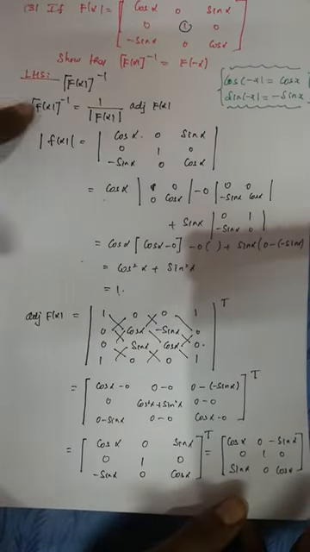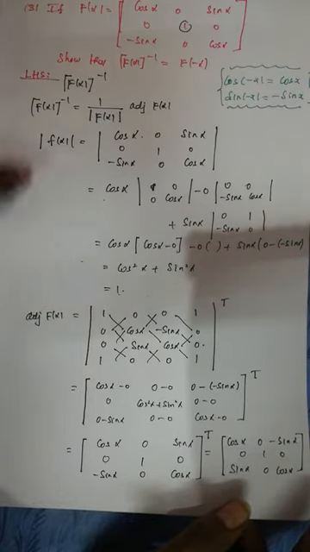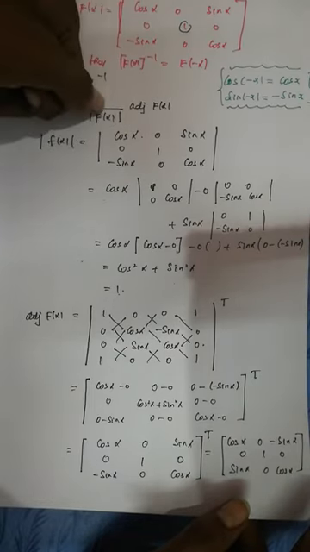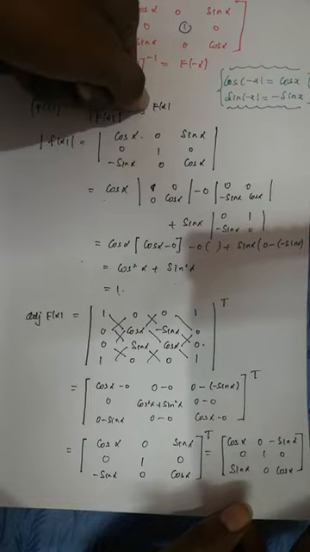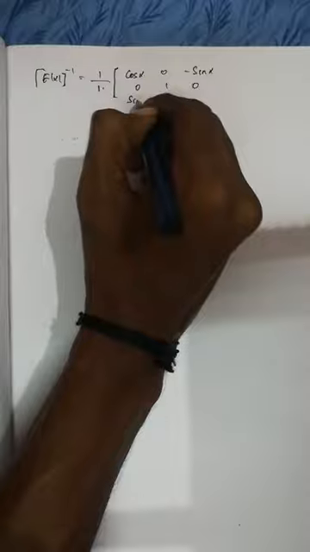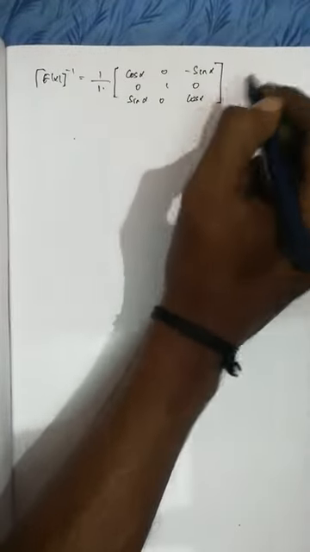Now since the determinant of f of alpha is 1, f of alpha inverse will be 1 by 1 into the adjoint of f of alpha. So f of alpha inverse is equal to 1 by 1 into the adjoint of f of alpha. The adjoint is cos alpha 0 minus sin alpha 0 1 0 sin alpha 0 cos alpha. So this is the LHS part.